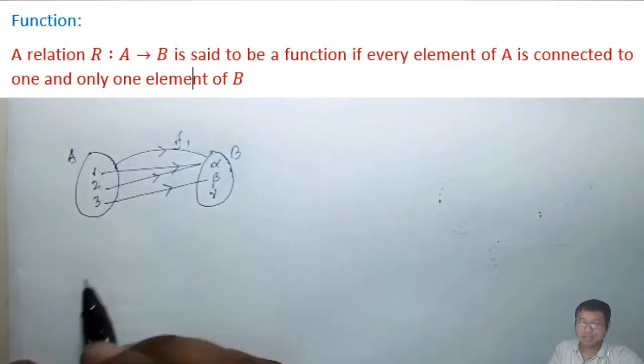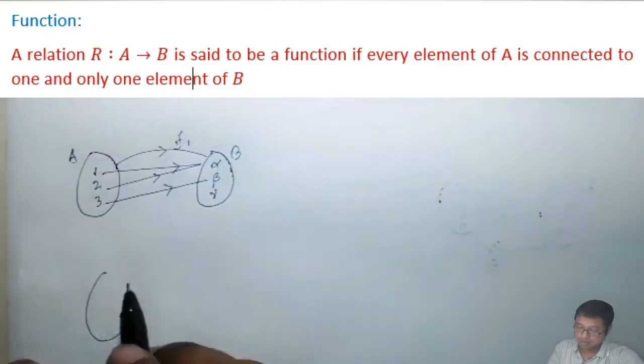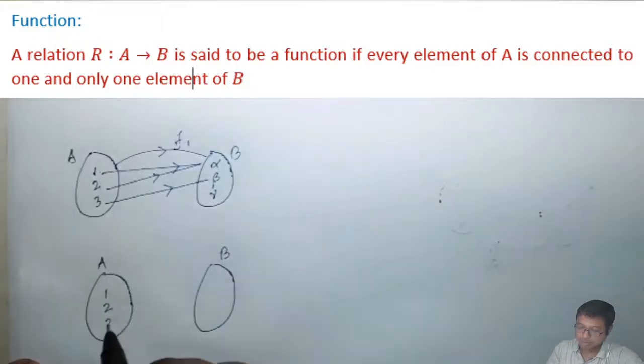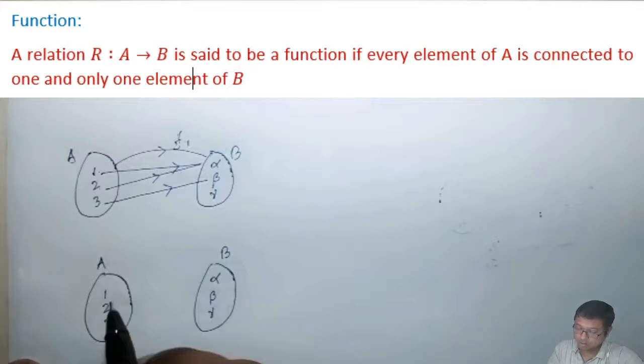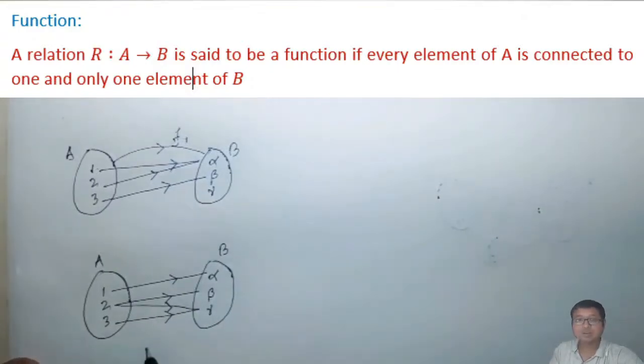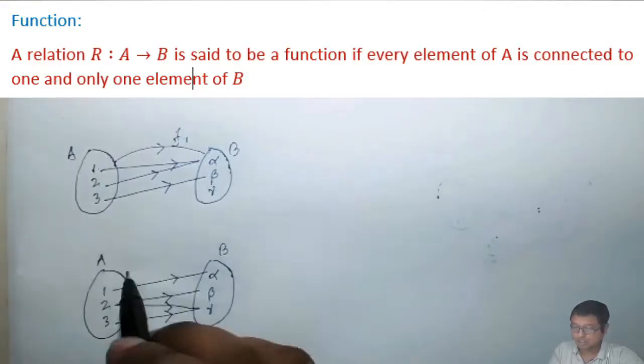Let me consider another example. This one is A, this one is B. It consists of 1, 2, 3, and this consists of alpha, beta, and gamma. Suppose 1 is connected to alpha, 2 is connected to beta, and 3 is connected to gamma, and 2 is also connected to gamma, suppose. The question is whether this is a function or not. The first one is every element of A is connected to the element of B, that is okay, no problem. But the second condition is violated by the element 2. 2 is not connected to one and only one element of B. It is connected to two elements. So this is not a function.